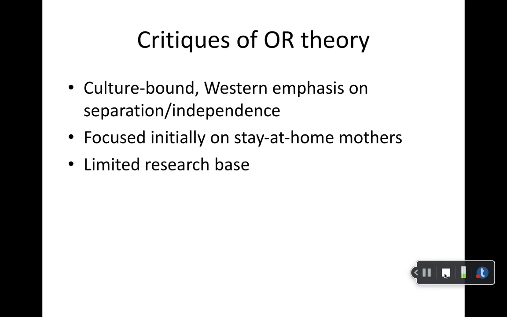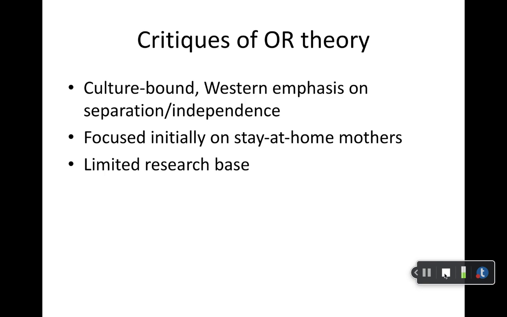So we've mentioned some critiques of object relations theories. One is that they are, like all theories, fairly culture-bound, and there is this Western emphasis on separation and independence that does not characterize assumptions of all cultures. Another critique is that these theories focused initially on stay-at-home mothers. The assumption was that the mother would be the primary caregiver and that it was really up to mom to do most of the heavy lifting in terms of child development.